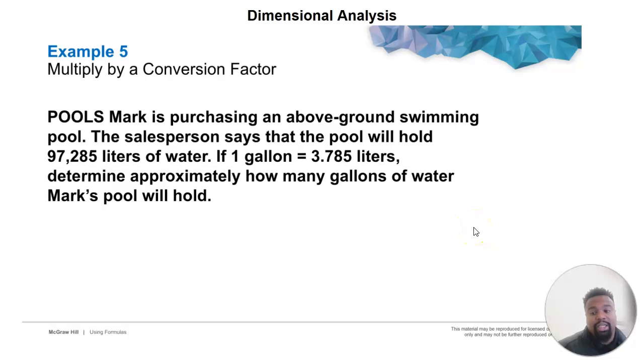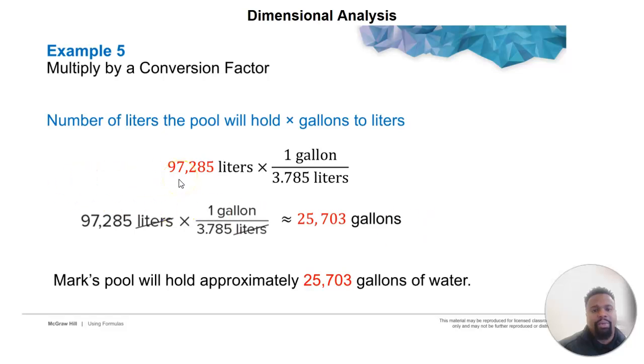So what we need to do is set up our conversion factor. We know the pool is 97,285 liters. We know 1 gallon is 3.785 liters, so we want to multiply by this conversion factor. When we do that, notice what happens. Your liters cancel out, because liters divided by liters cancels out. This is actually saying 97,285 liters times 1 gallon over 3.785 liters. Think about your denominators, liters divided by liters. That unit is going to leave you with gallons.